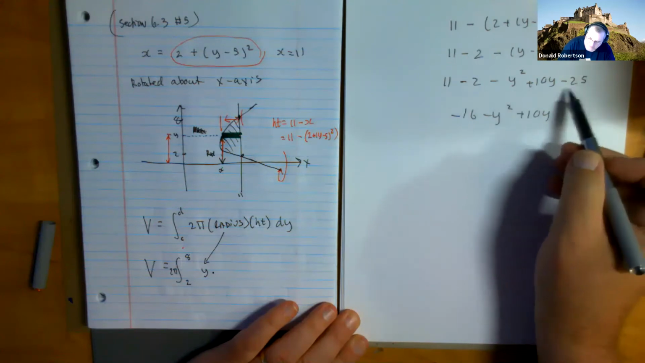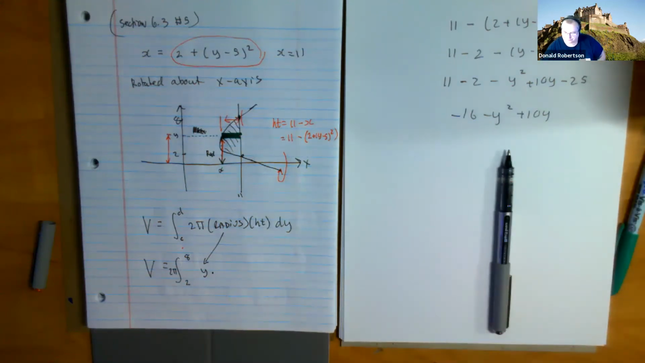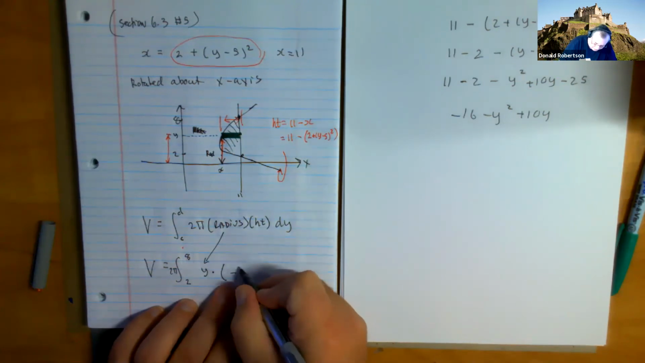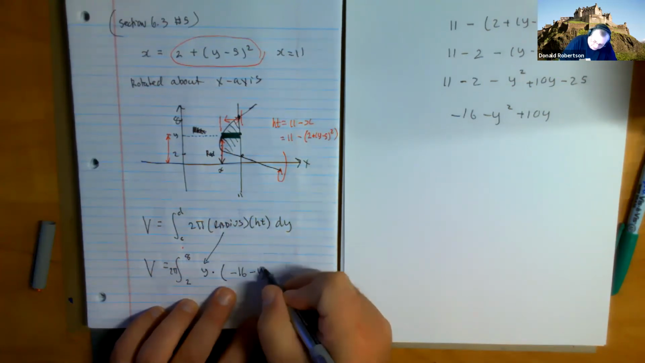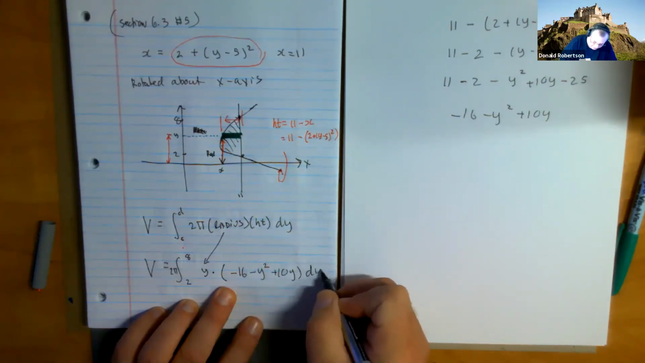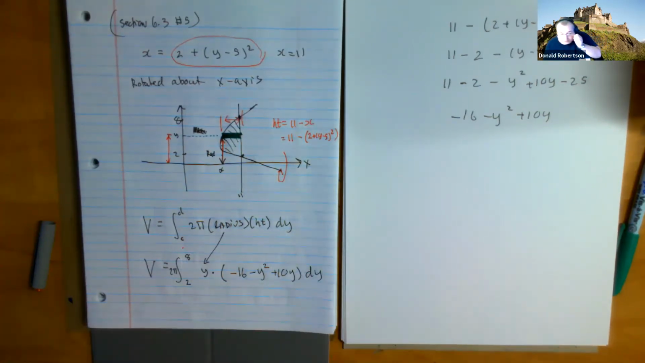Let's see what that looks like. Yeah, it does. So in here, I'm going to go negative 16, negative y squared, plus 10y dy. Well, what am I going to do next? Because this question's pretty close to being finished.